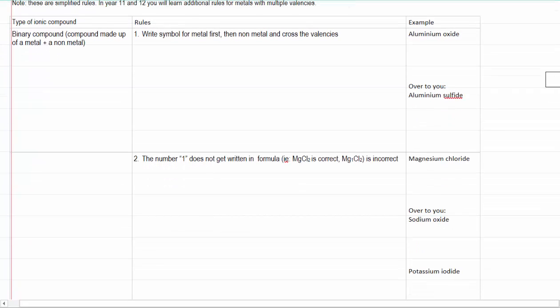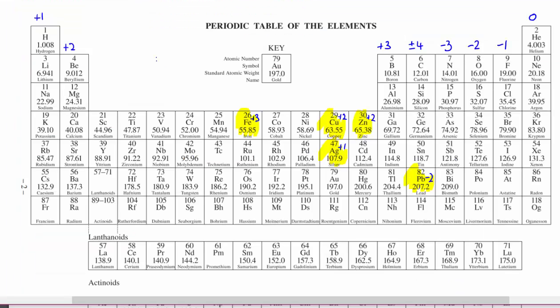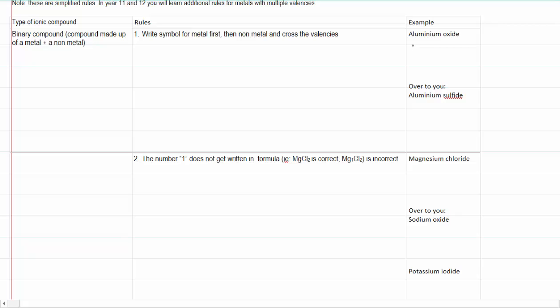Okay, now let's go through the rules for writing chemical formulae. Rule number 1 is that we need to write the symbol for the metal first, then the non-metal, and we cross the valencies. So let's have a look at aluminium oxide. Aluminium oxide is made up of aluminium and oxygen. So let's go back to our periodic table. Okay, that's aluminium over here. It's got a valency of +3, and that's oxygen over here. It's got a valency of -2. So aluminium +3, oxygen -2.